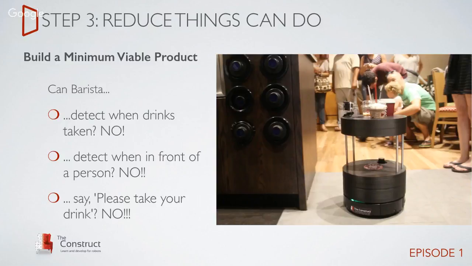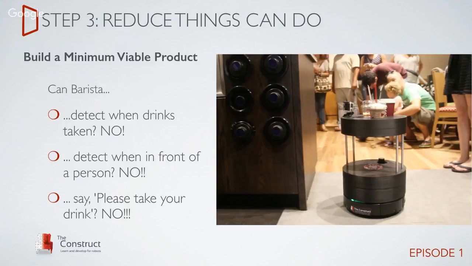So can Barista detect when it is in front of the person? No. The robot just goes to the table at a fixed position, always the same position for a given table, and then it stops there. It doesn't look if there is a person looking at it or whatever. No way, not now. Hey, but wait, can the Barista say, please take your drink, when it has reached the point?